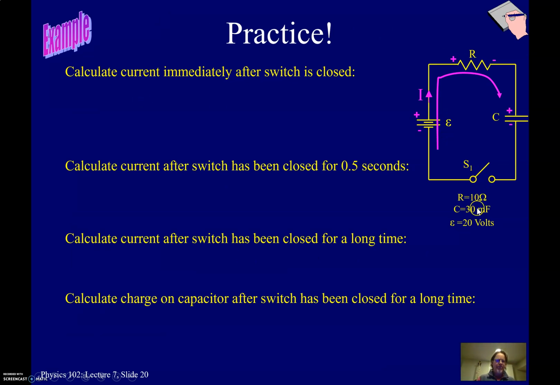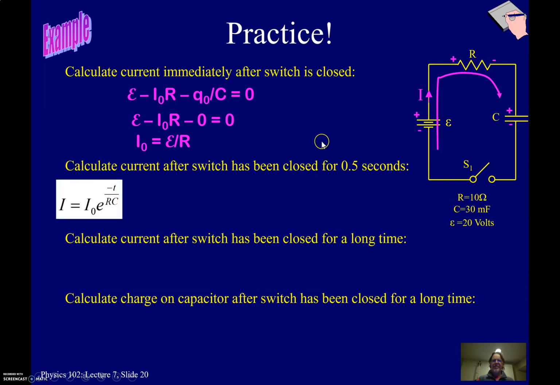All right, so we have our values: 10 ohms, 30 microfarads, and 20 volts. So if we wanted to find the current right after the switch is closed, remember, it's like the capacitor is not even there. So there is no potential whatsoever at the very beginning. So that's the 0. If you want to find the current, it's just the EMF divided by the R. That is the 20 volts divided by the 10, which would be 2 amps.